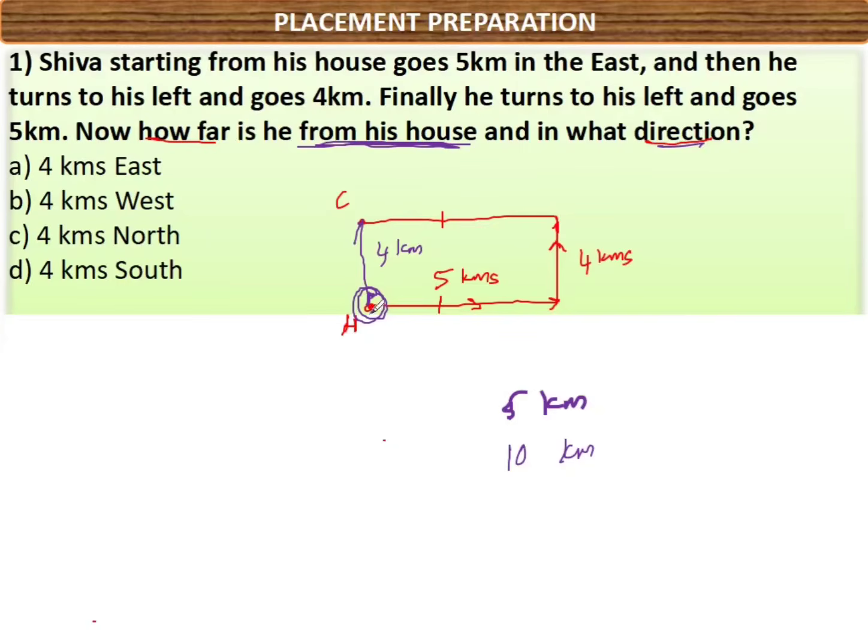Assume this as origin. From origin, which side is it? You can see obviously upside. Upside means which direction? North. So your final answer is 4 kilometers north, which is option C.